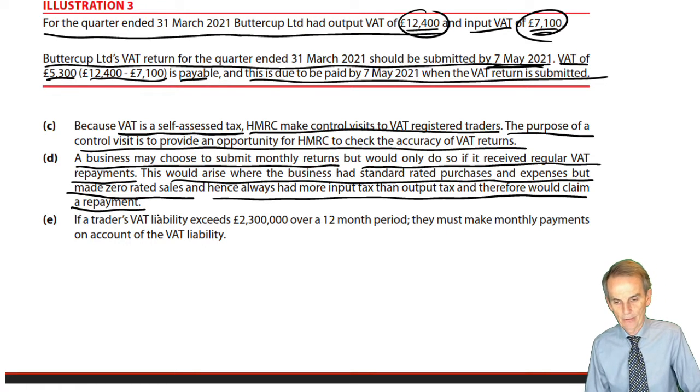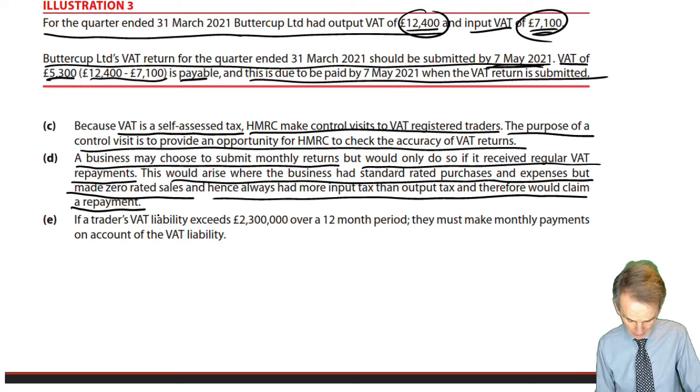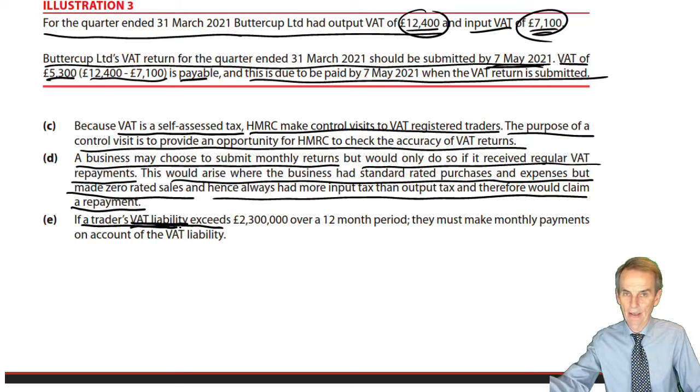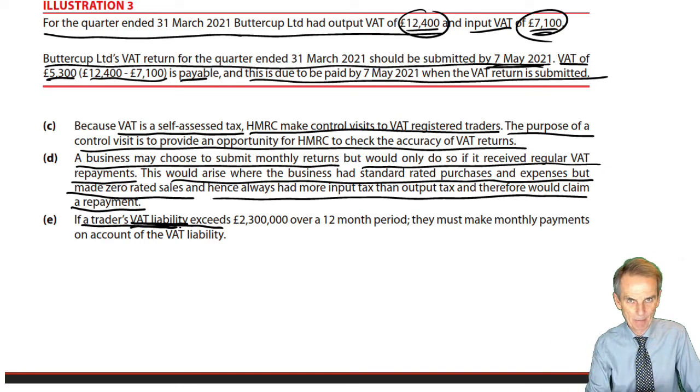At the other end of the spectrum, if we are a very large business rather than a smaller business, if a trader's VAT liability, note VAT liability, that's your 20% on your sales figure in relation to sales, the output tax less the input tax. So we're talking about very, very large businesses here.